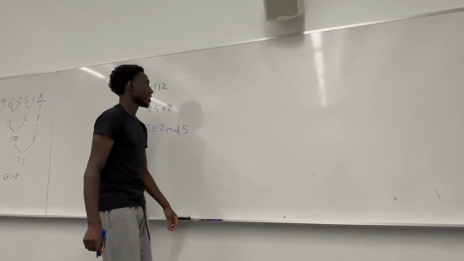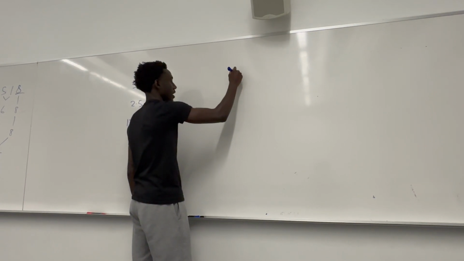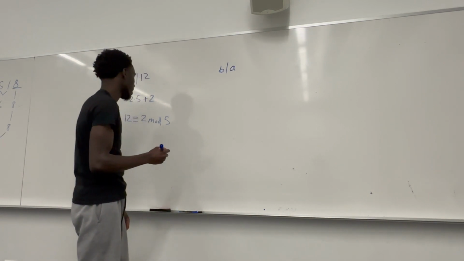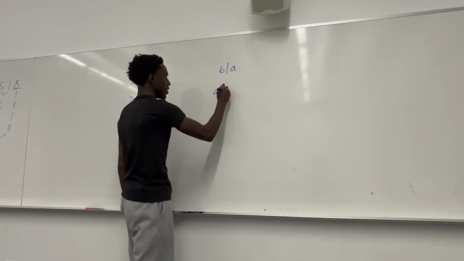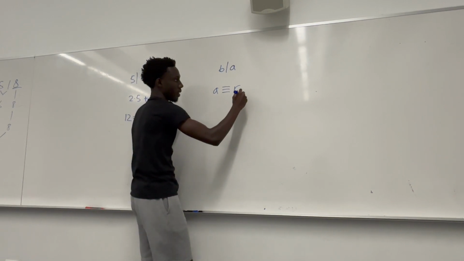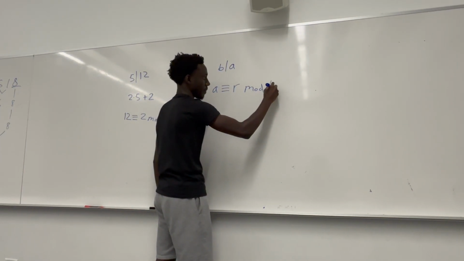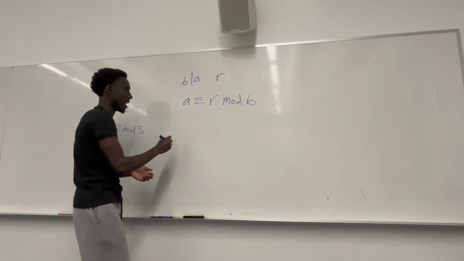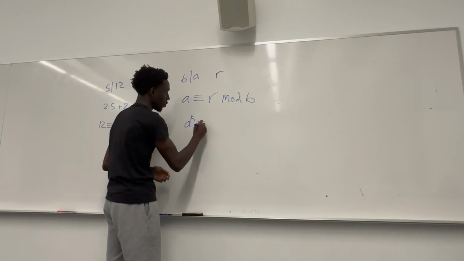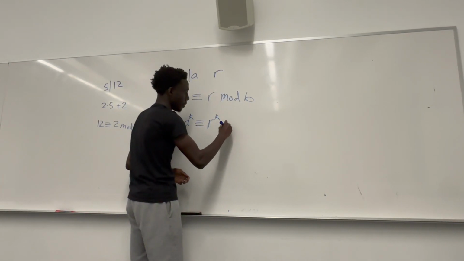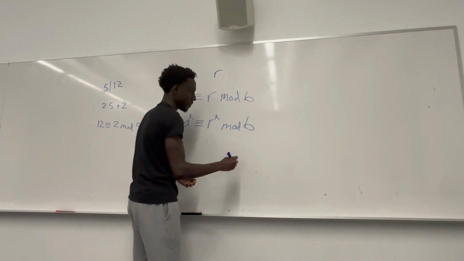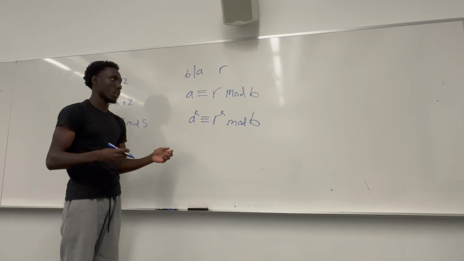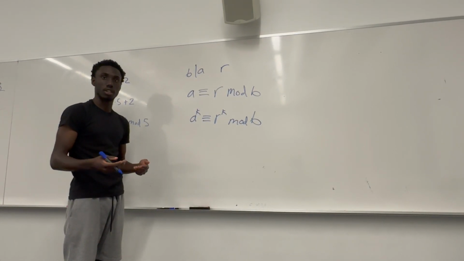Okay, let's say we have some number A, and we divide it by some number B. We can say that A is congruent to R mod B. A cool property of divisibility is that A to the K is congruent to R to the K mod B. And understanding this is very important to understanding why our divisibility rules work.